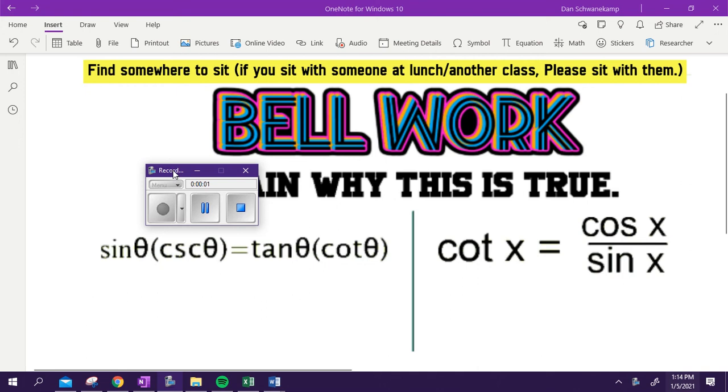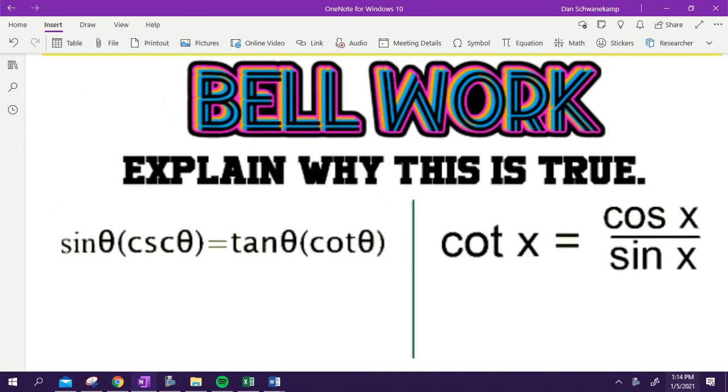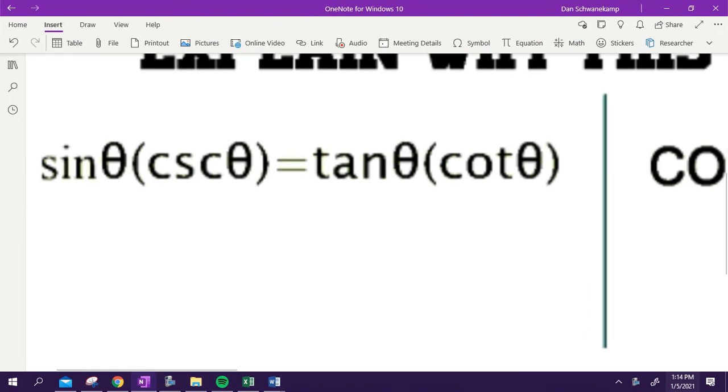All right, this is where we're headed here in this chapter. It's explaining why things are true. And when it says explain, it doesn't necessarily mean words. We're going to explain by showing, using math ideas, that one side is equal to the other side. Sine of theta times cosecant of theta is going to be equal to tangent of theta times cotangent of theta, all of the time. That is always a true statement. It is never not true if you plug in the same thing for theta.